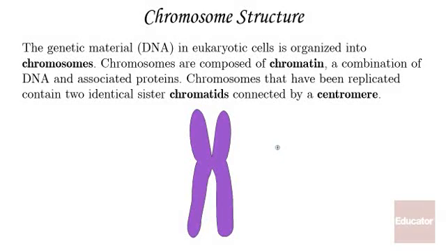So let's take a look at the structure of chromosomes. The genetic material, or DNA, in eukaryotic cells is organized into chromosomes. And this actually shows a chromosome that's already had its DNA replicated. And I can tell that because this chromosome consists of 2 sister chromatids. So this is one sister. This whole section is a sister chromatid. And this is the other chromatid. So sister chromatids. The sister chromatids are connected by what is called a centromere, and the centromere is located here in the middle. So the centromere.